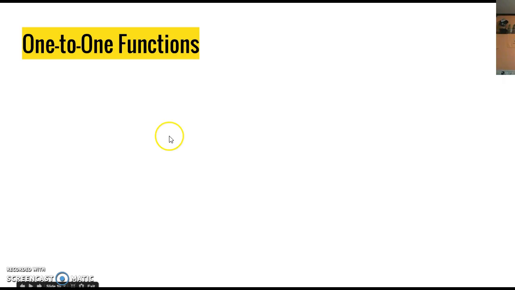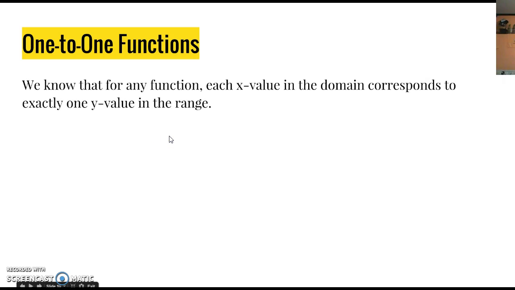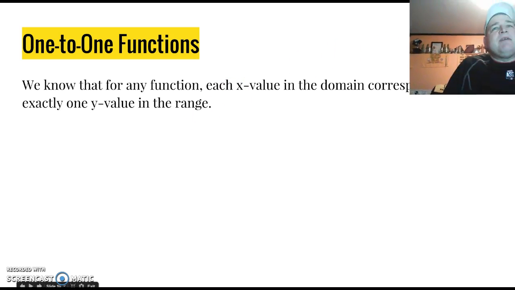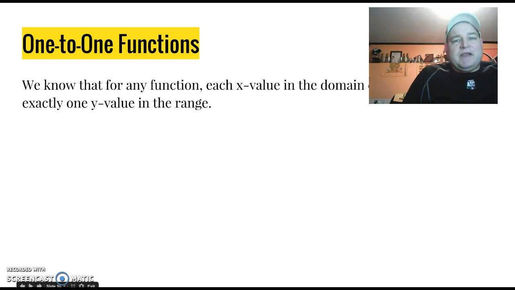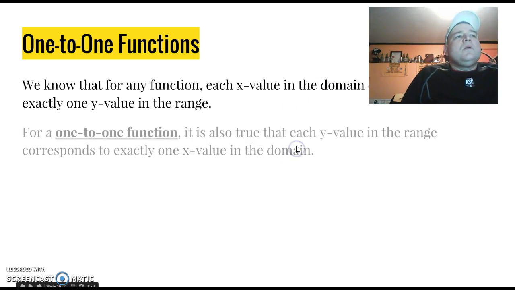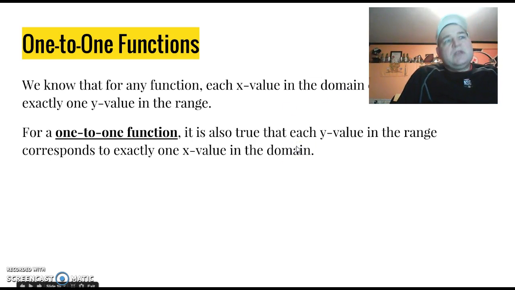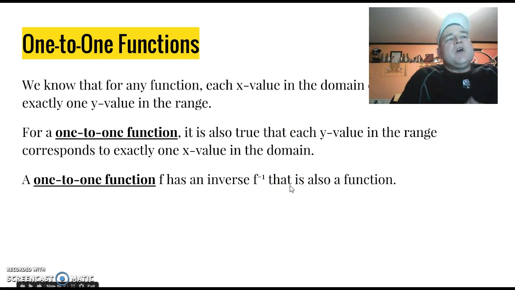One-to-one functions. Kind of a definition that you need to know. We know that for any function, each x value in the domain corresponds to exactly one y value in the range. For a one-to-one function, it's also true that each y value in the range corresponds to exactly one x value in the domain. In other words, a one-to-one function f has an inverse that is also a function.